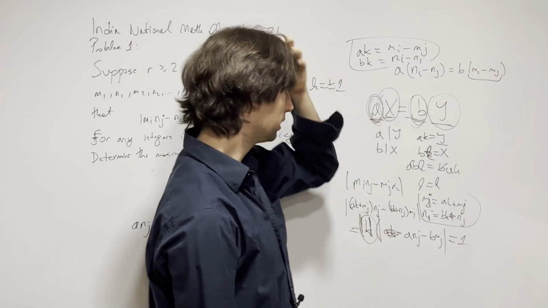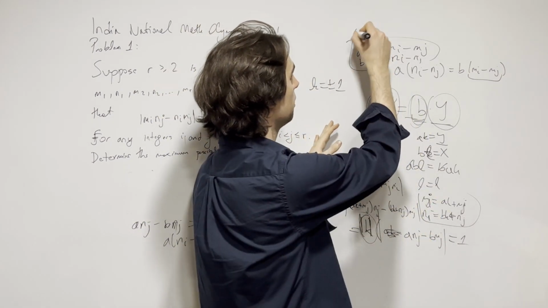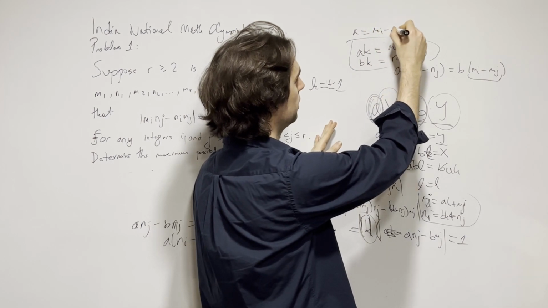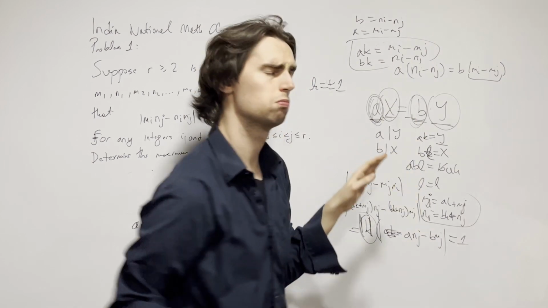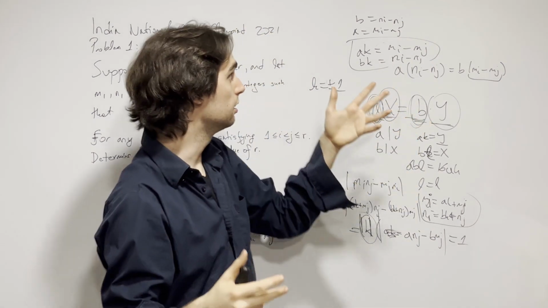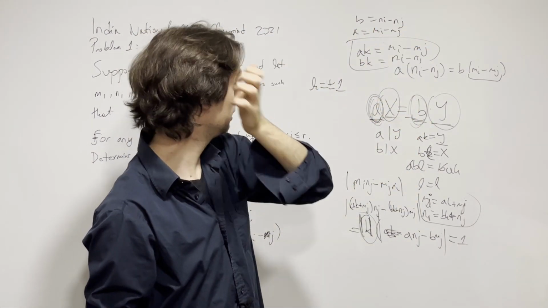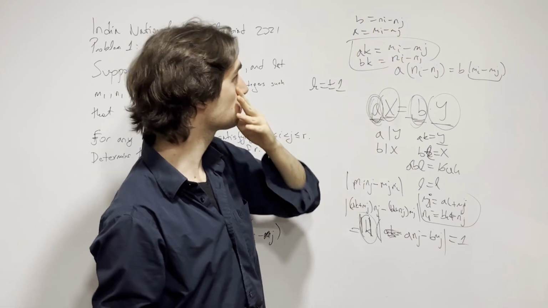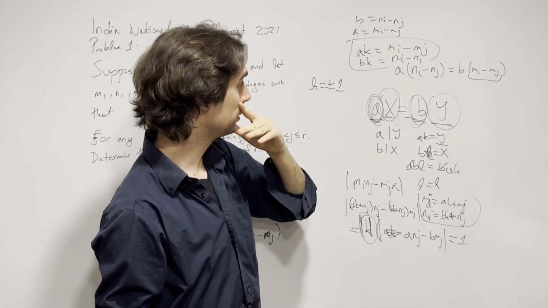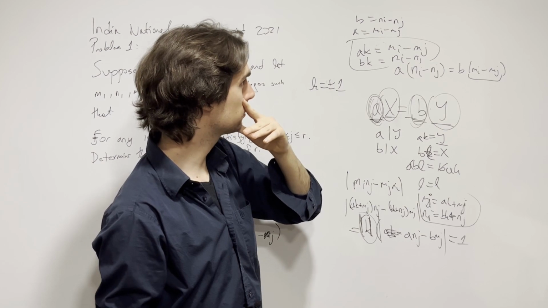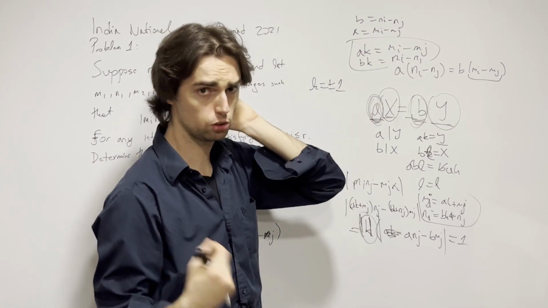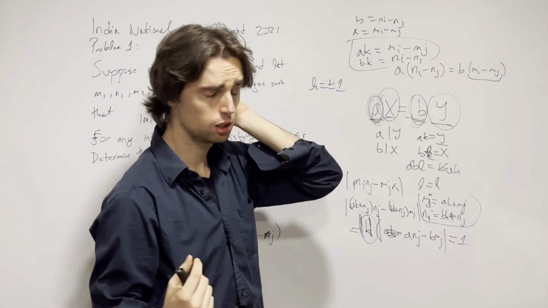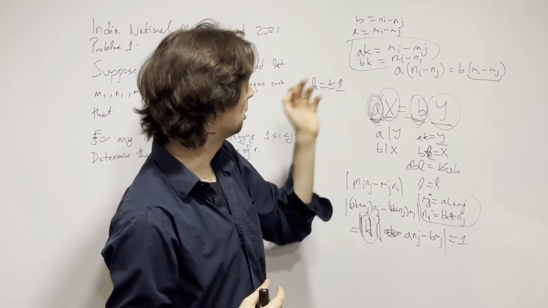And now that tells us something interesting. It tells us that a is going to be m_i minus m_j, and b is n_i minus n_j. Now mind you, if r was 5, or say 6, I don't think this would hold. We would get that two of these, the n_i and m_j, are equal. Almost definitely, I'm almost sure of that.